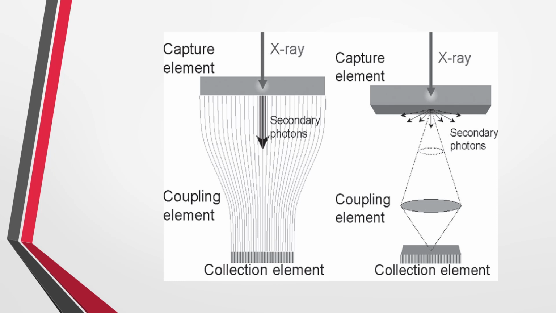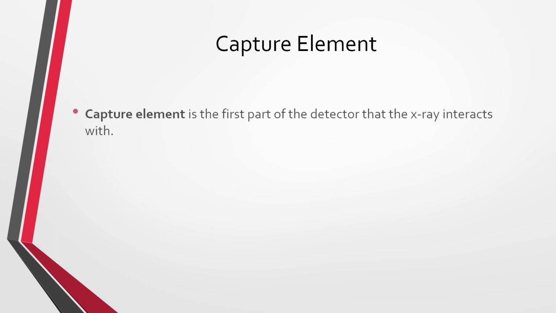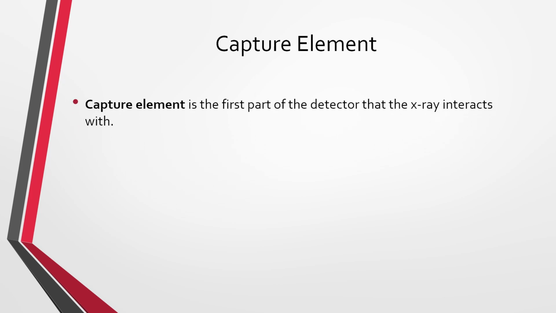We will start now by talking about the capture element. Capture element is the first part of the detector that the X-rays interact with. In CR, this is the PSP. So we would say that the capture element in CR is the PSP.